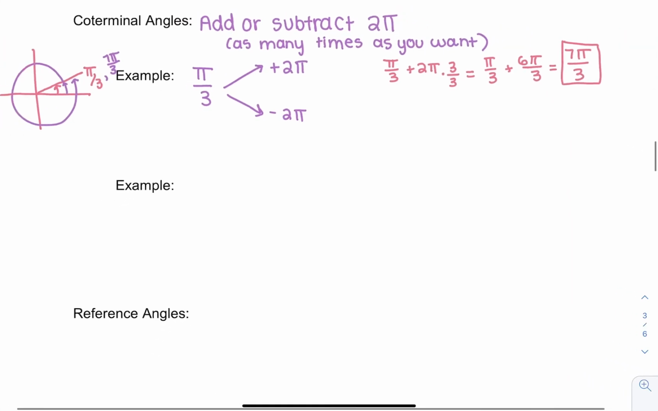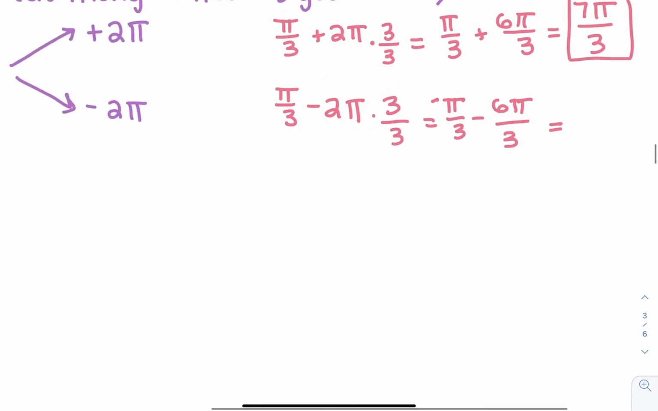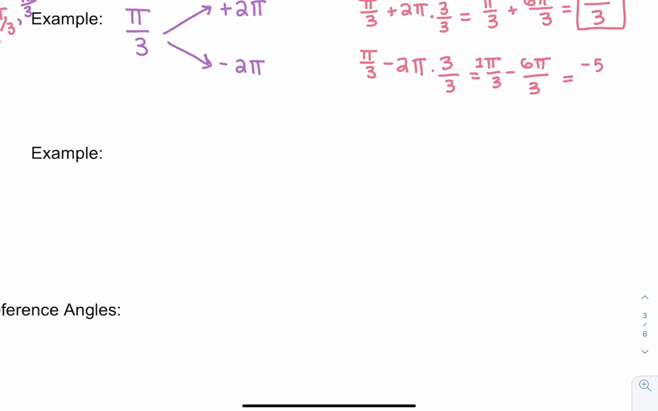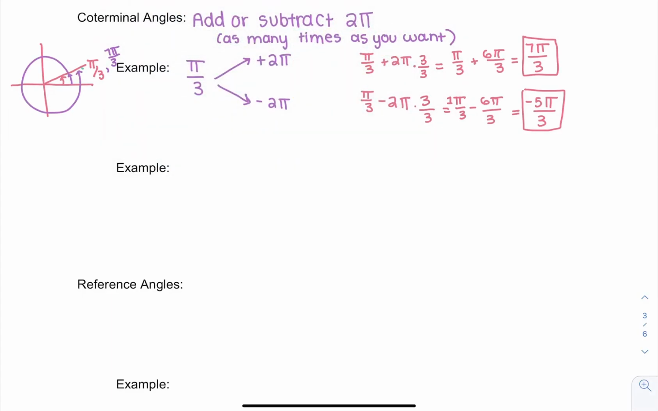Now another thing I can do is spin the other way. So if I start at pi over 3 and I spin all the way around the other way, so minus 2 pi, well, I need to get a common denominator. That's really pi over 3 minus 6 pi over 3. Now, in front of the pi is really like a 1, so if I have 1 pi and I take away 6 pi's, I'm left with negative 5 pi's. So, let's try this in blue now. I start at pi over 3, and I go all the way around the other way. This is also negative 5 pi over 3.